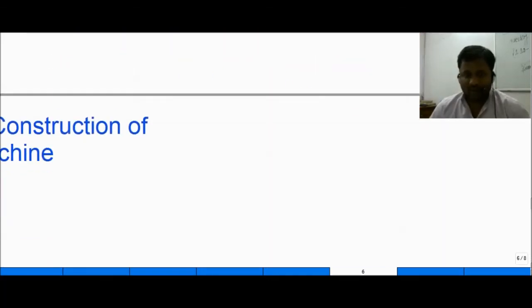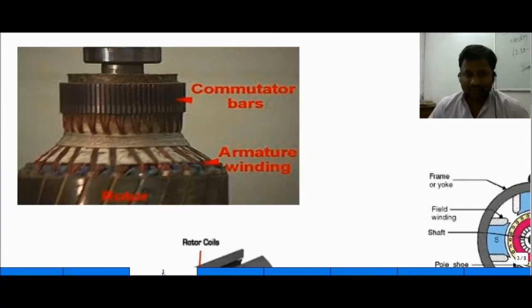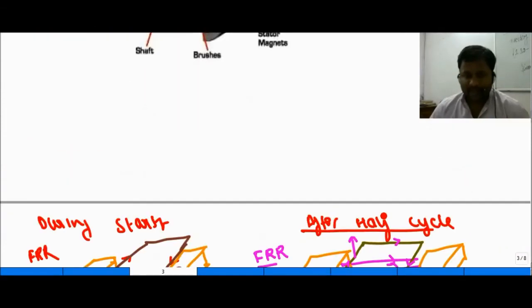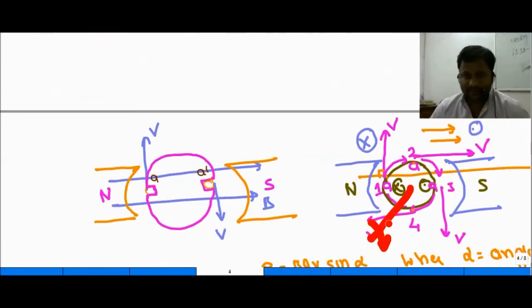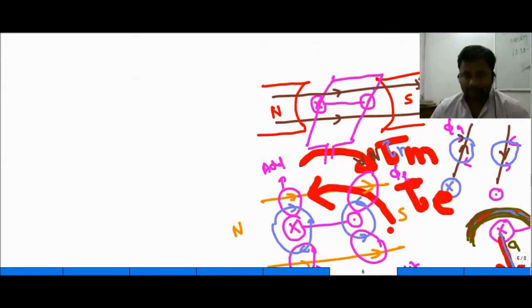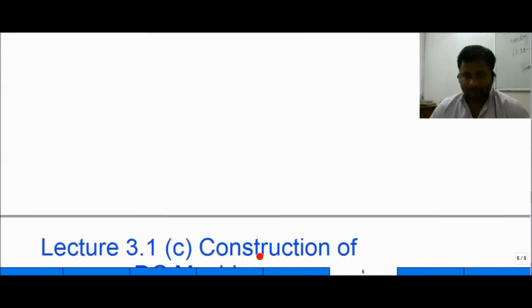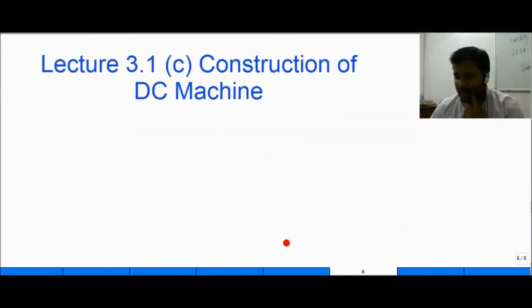And now we move towards the additional features of it just by making the connections. Conduction of DC machine part 3.